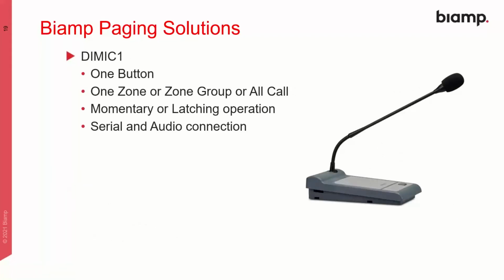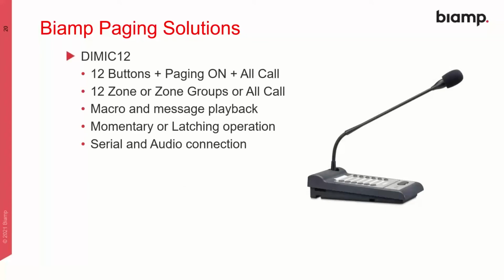DMic 1 is a single zone or single button paging mic to be used with our audio control system. Its big brother, the DMic 12, has 12 buttons plus a paging on button plus all call button. So this allows you to page to 12 zones or 12 zone groups or an all call situation. Plus the buttons can be used for macro and messaging playback, and it has momentary or latching operation. And this one uses serial control using Cat5 connection as transport, plus the audio connection all over one cable. So that's dedicated for use with audio control.